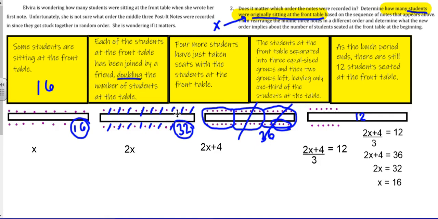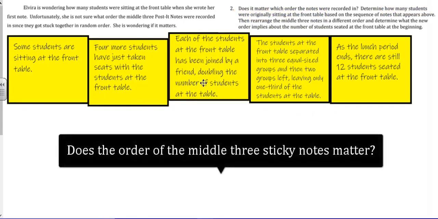After that, we had to subtract 4. And that's what we'll do here, subtract 4 on both sides of the equation. The next thing we did was we divided by 2, which again we'll do here, divide by 2, and our answer was 16. The only thing that I did here was I rearranged these two sticky notes.